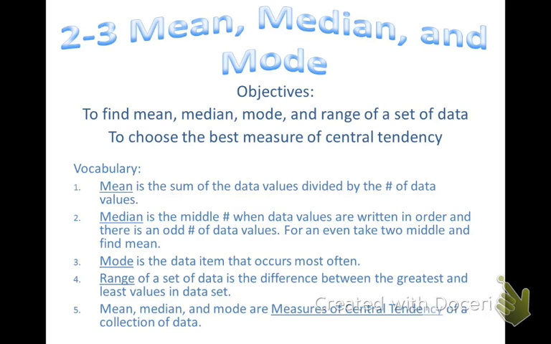The vocabulary we need to know is: mean is the sum of the data values divided by the number of data values. Then you have a median. Well, mean is kind of like an average, okay?